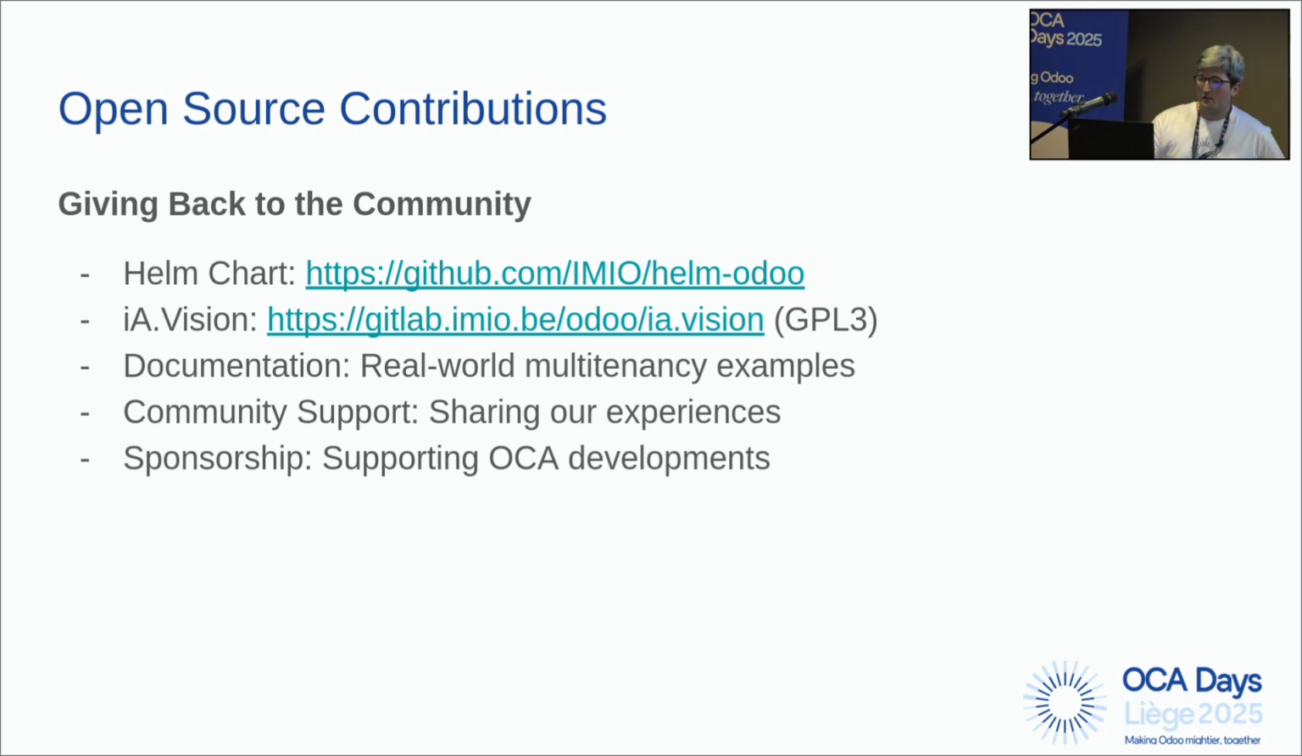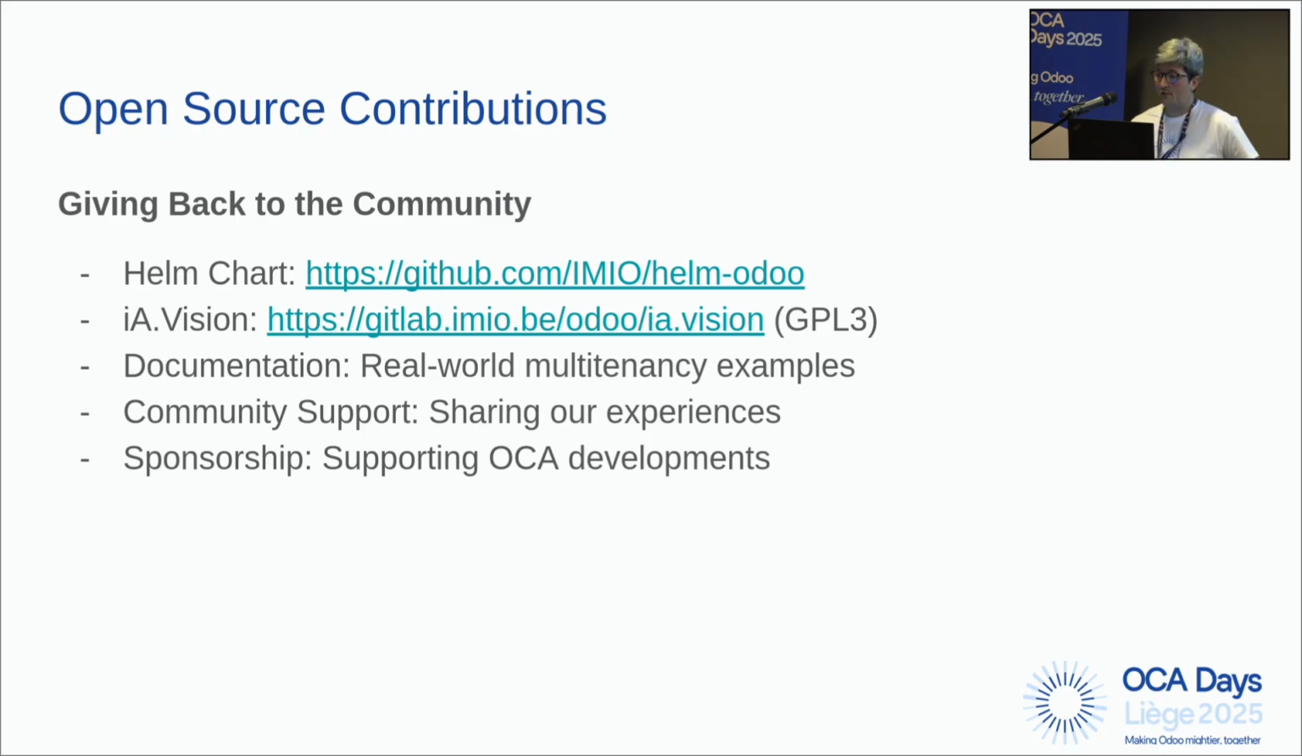This brings us full circle to why I'm giving this presentation: giving back to the community that helped us. We believe in contributing to the ecosystem that supports our journey to multi-tenancy. First, we open sourced our Helm chart for deploying Odoo on Kubernetes, which includes our multi-tenancy configuration. Feel free to use it, it's under the Apache license, or to fork it.